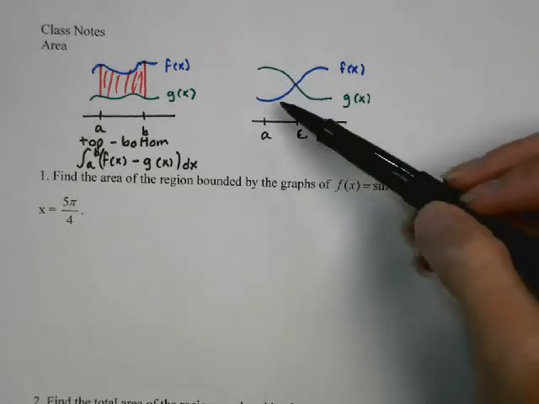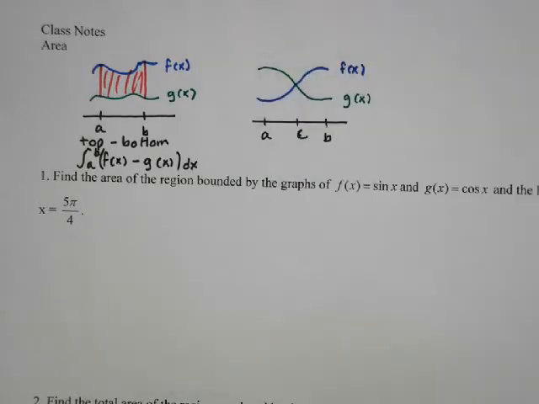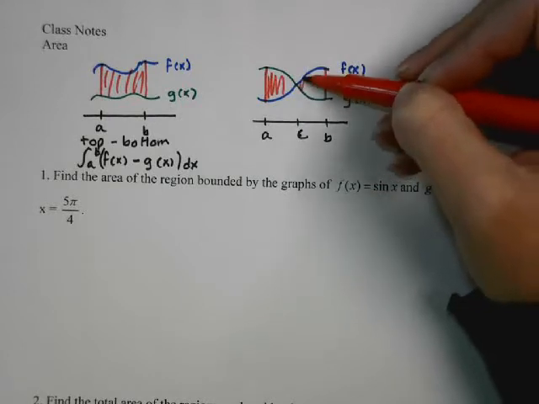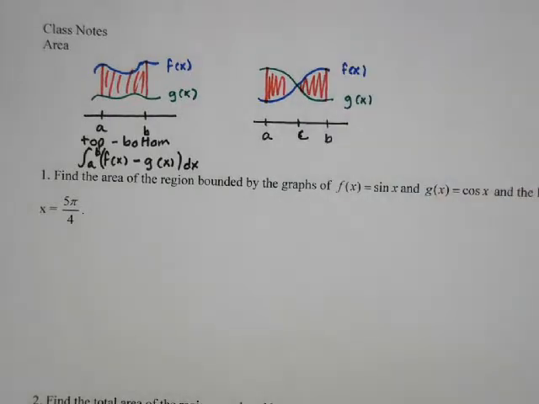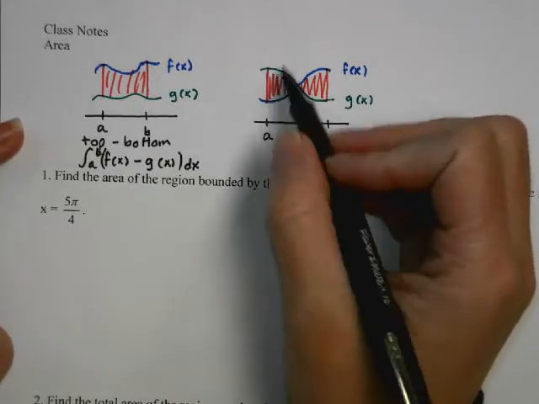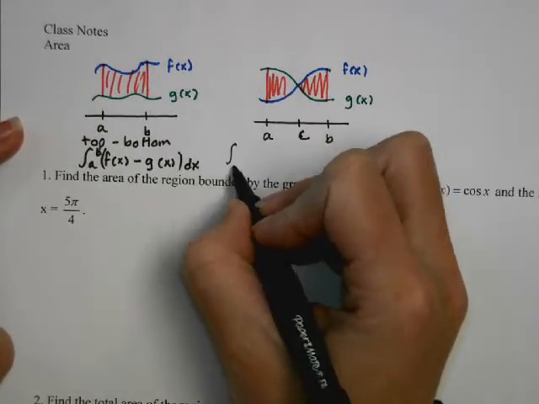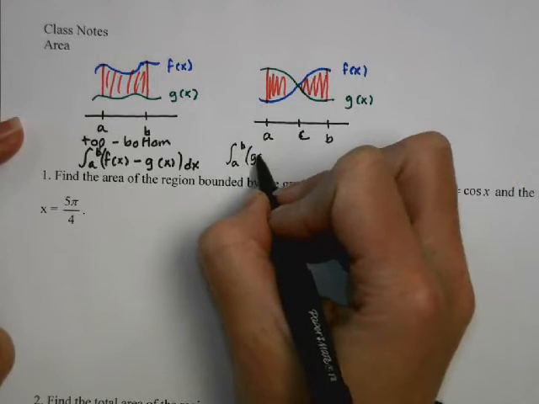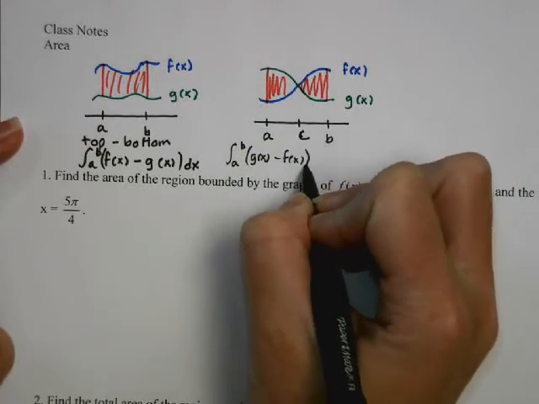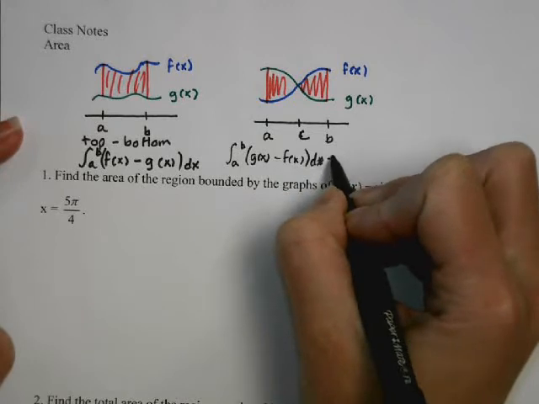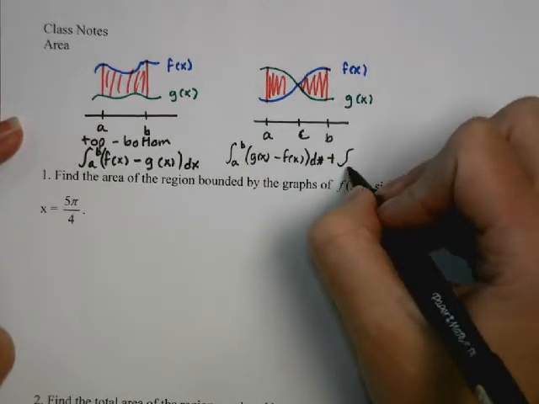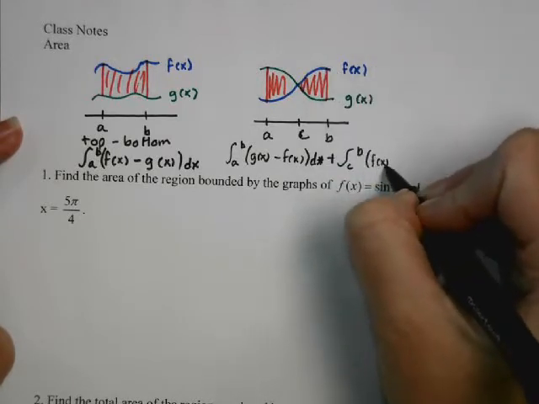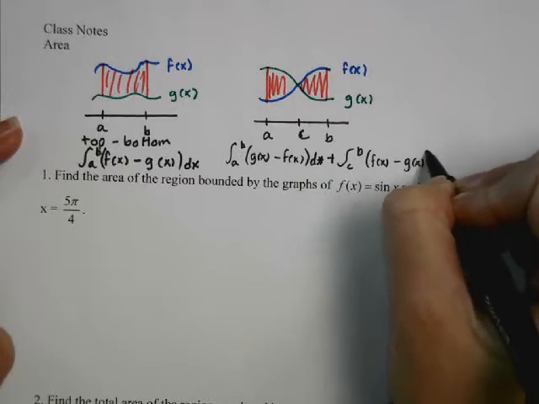Okay, if we have a graph that changes which one is on the top, so here we want this area and this area, we'd have to break it up into two different integrals. So it'd be the integral here of top minus the bottom. So that would be the integral from a to c. The top one here is g. The bottom is f. And then we would add that to the integral here. So from c to b of top minus bottom is going to be f of x minus g of x.